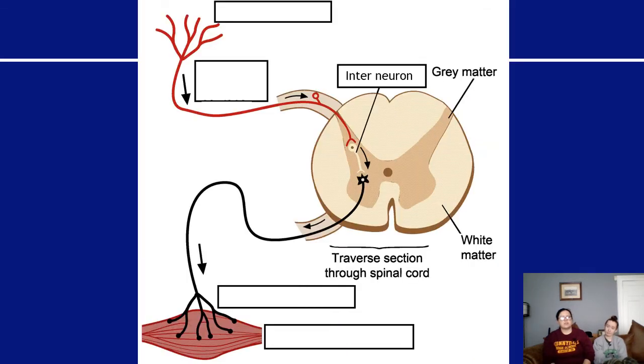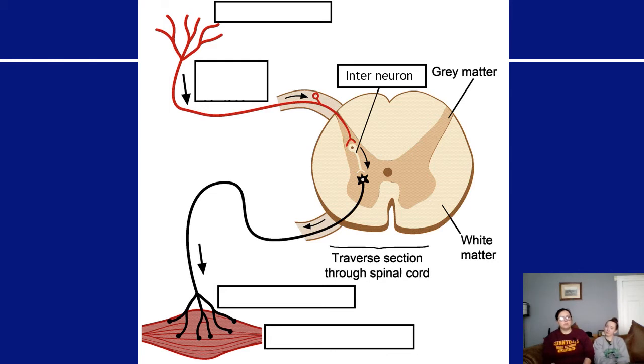So if we look at the structure of a typical reflex arc, we can see we've got our interneuron in the middle, in the central nervous system. Ignore the transverse section through the spinal cord words, the white matter, grey matter. You do not need these words. The only words that you need are the ones that are in the boxes.